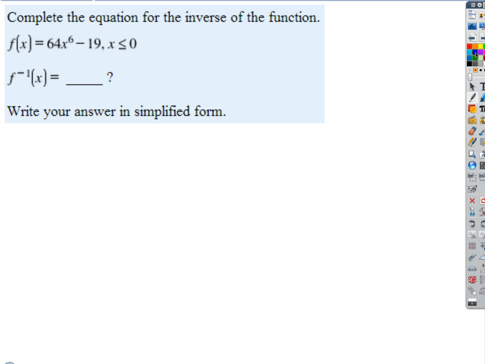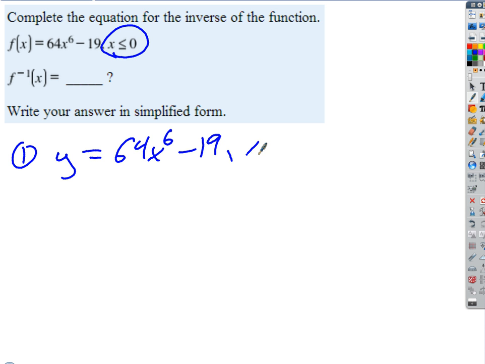Well, what was our recipe we talked about? Remember we said step 1, I'll get you started. Step 1 was we're going to rewrite the original function with a y instead of an f of x. So step 1, we just get this. Y equals 64 x to the 6th minus 19, and we've got to include that with the restriction x is less than or equal to 0. So the domain has been restricted here a little bit.